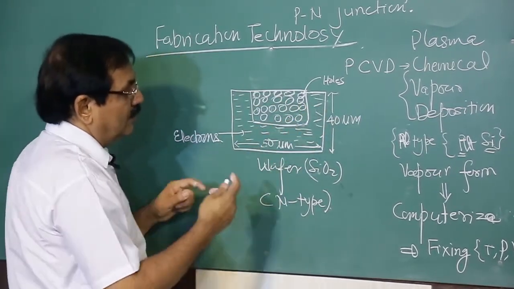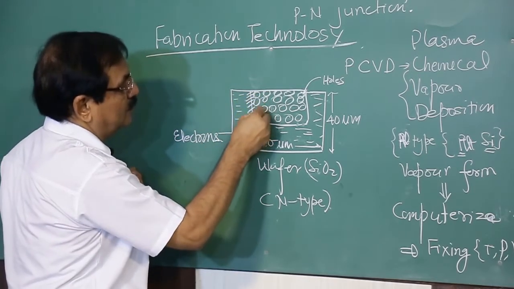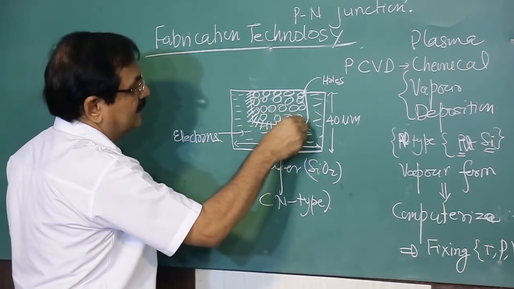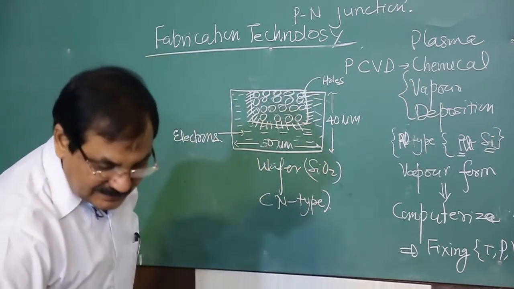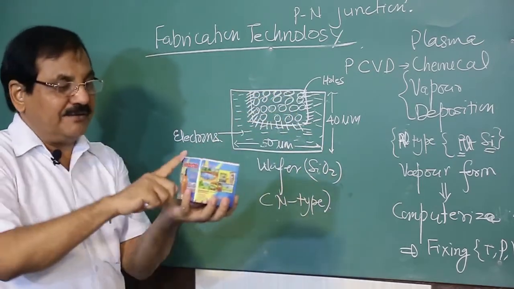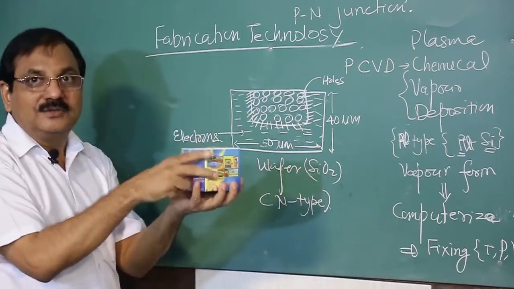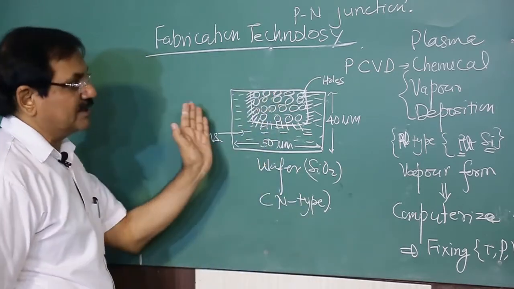Now, where is the junction? This whole interface is the junction. This whole interface is the junction. It is something like this kind of thing, and we cut it and filled that. So, this cubical form is the junction.